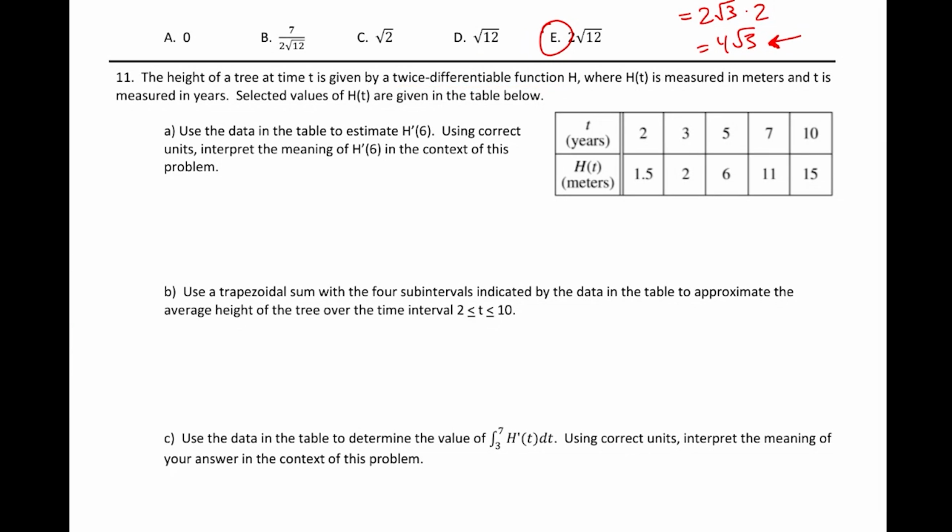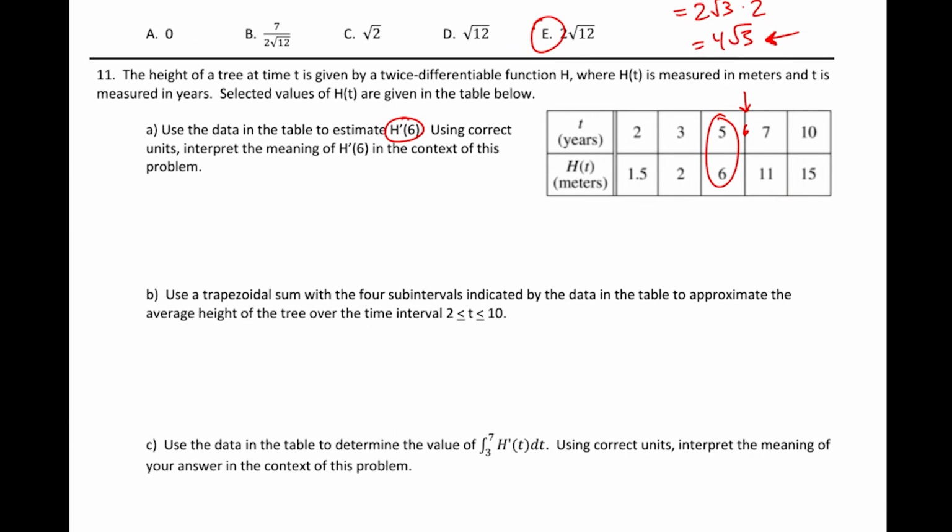Where h is measured in meters and t is measured in years. Selected values of h are given in the table below. Use the data in the table to estimate h prime 6. And then give me the units and interpret the meaning. So to try to find the slope at time 6 is going to be like right here. So the only 2 points that we could reasonably use are going to be 5, 6 and 7, 11.